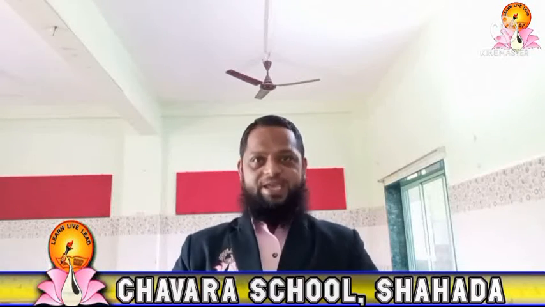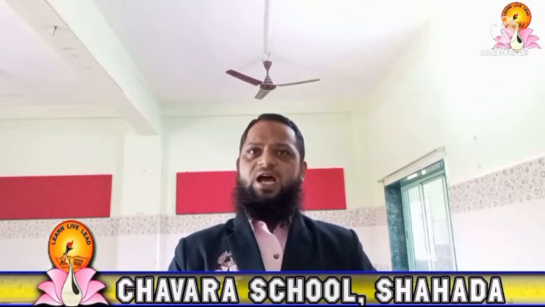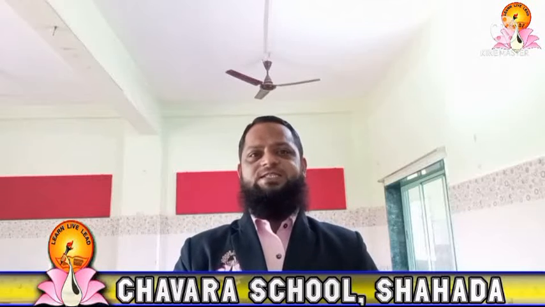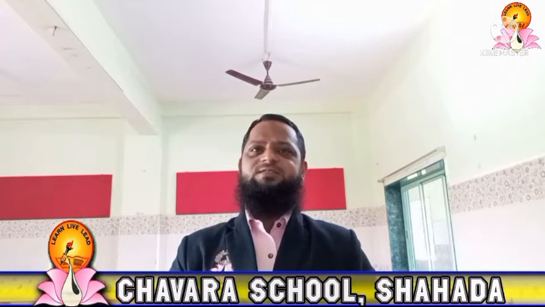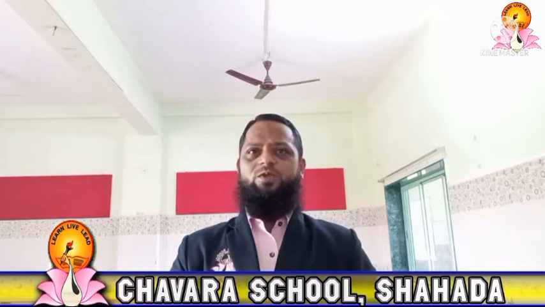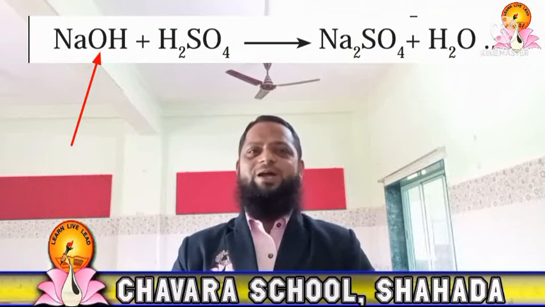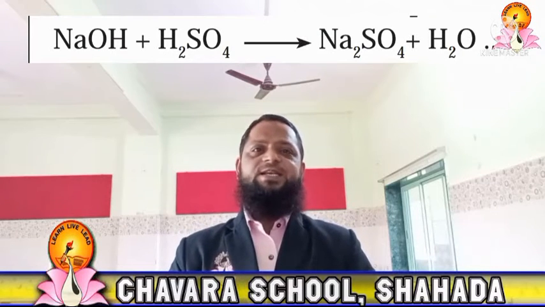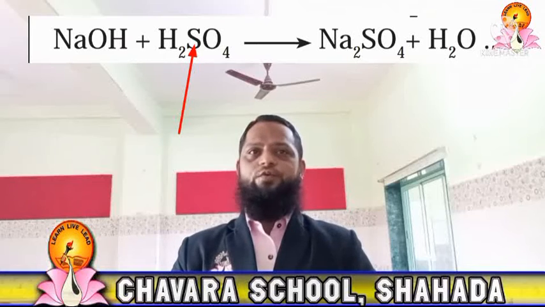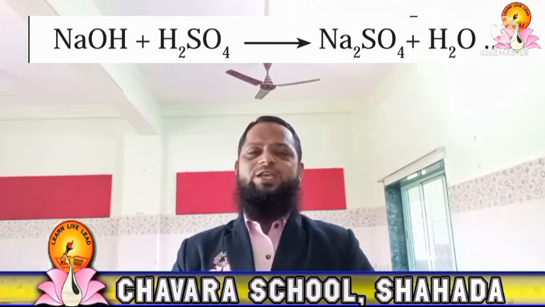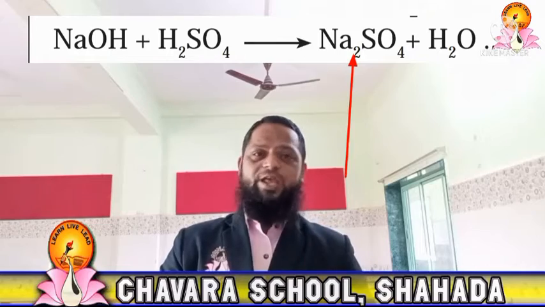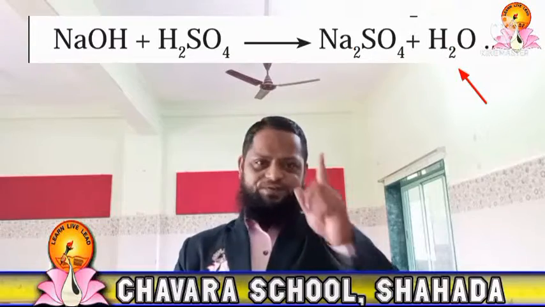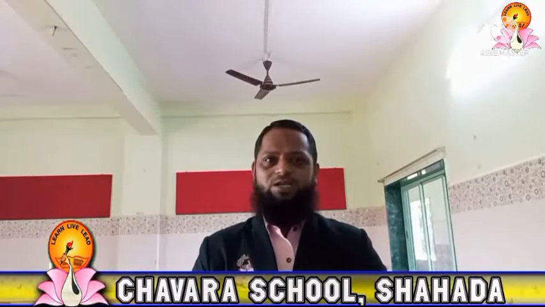How will you convert? Yes, for this purpose, we need the chemical formulas of sodium hydroxide and sulfuric acid. Dear children, we have already studied the chemical formula, and the chemical formula of sodium hydroxide is NaOH and sulfuric acid is H2SO4. The chemical formula of sodium sulfate is Na2SO4 and water is H2O. Yes, it is the first step in balancing a chemical equation.